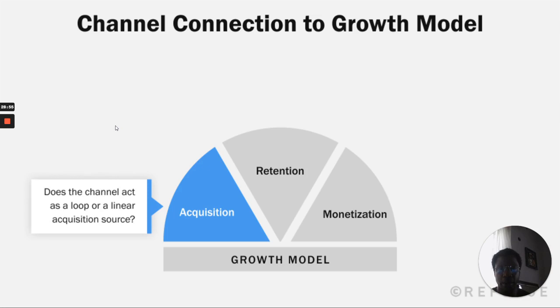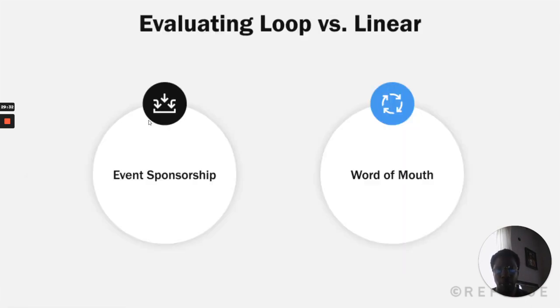So if it's an acquisition channel, is it a loop or is it a linear source? Loop in the sense that, remember the growth loop we talked about, the output will feed into the input. Or is it a linear source? Linear source means once we stop it, nothing is going to happen again. An example of a linear source: maybe you run a major advert, and once you stop the advert, it stops. It's not a loop, right? So whatever channel you are looking at, is it a loop or a linear source? That's very important, so you have to evaluate loops versus linear.